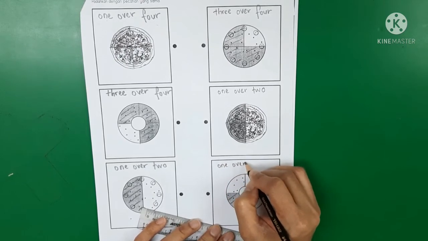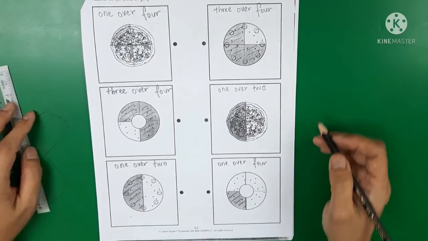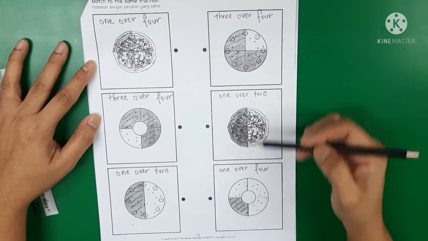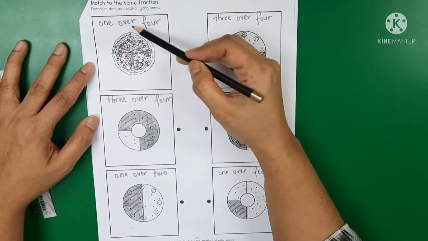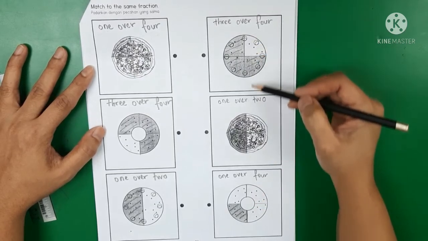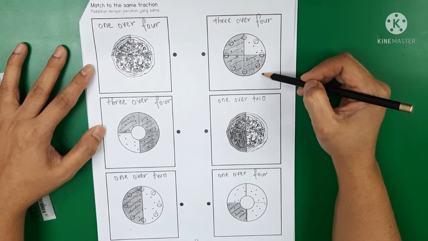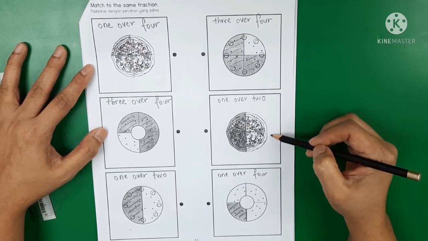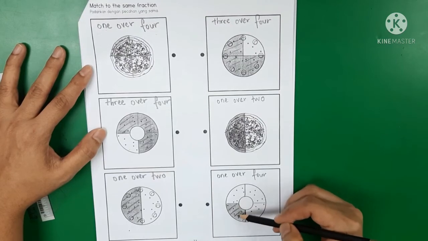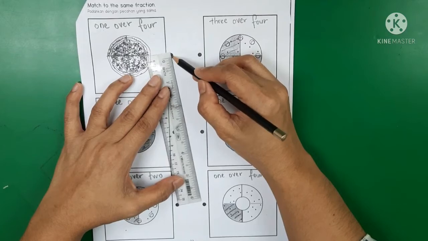Right, now let's match to the same fraction. This is 1 over 4. Can you identify the same fraction on the pictures over here? Is it the first one? No. What about the second one? No. Or the last picture? Yes. Yes, this is 1 over 4. Take a ruler and match.